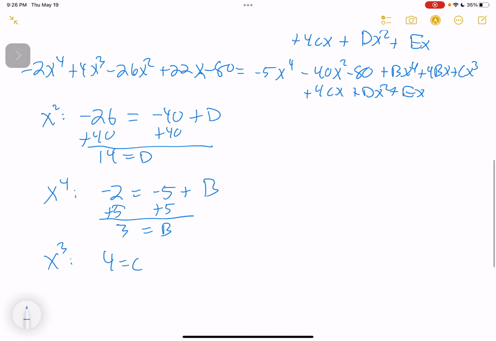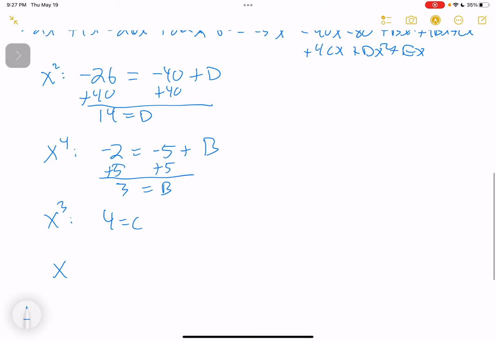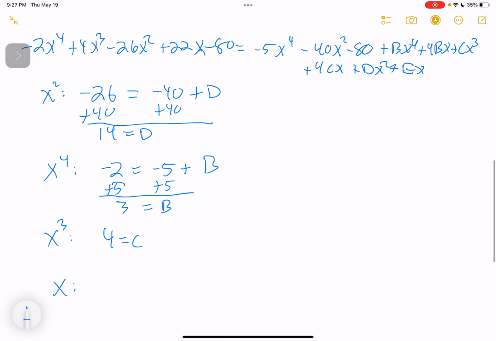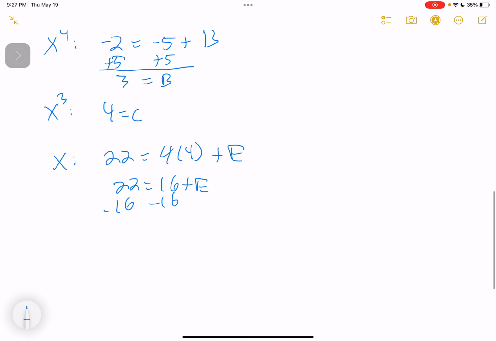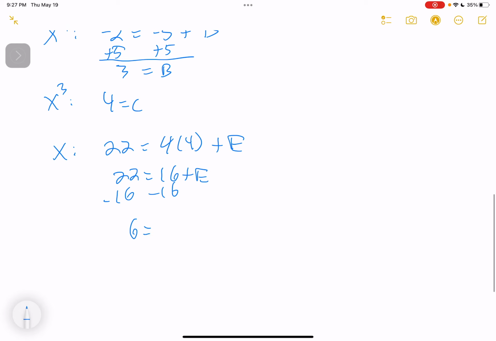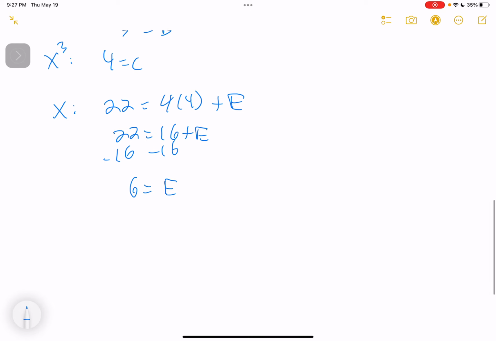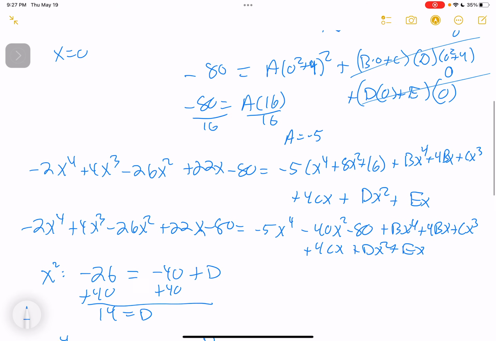And then now if we look at the coefficient for x, on the left we have a 22. On the right we have 4 times C, so 4 times 4, and then an E. So that means 22 equals 16 plus E, minus 16, and we have 6 equals E. So we put this all together. Just going from memory now. Probably shouldn't do that. Let's go to the top.